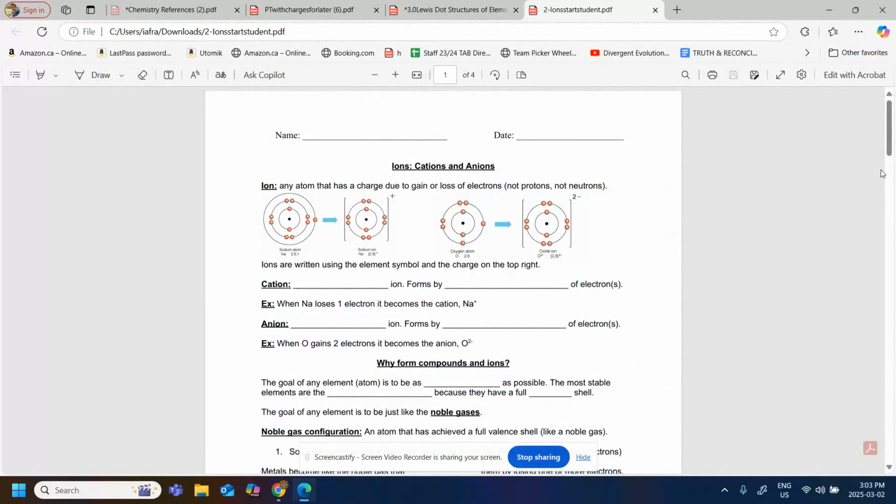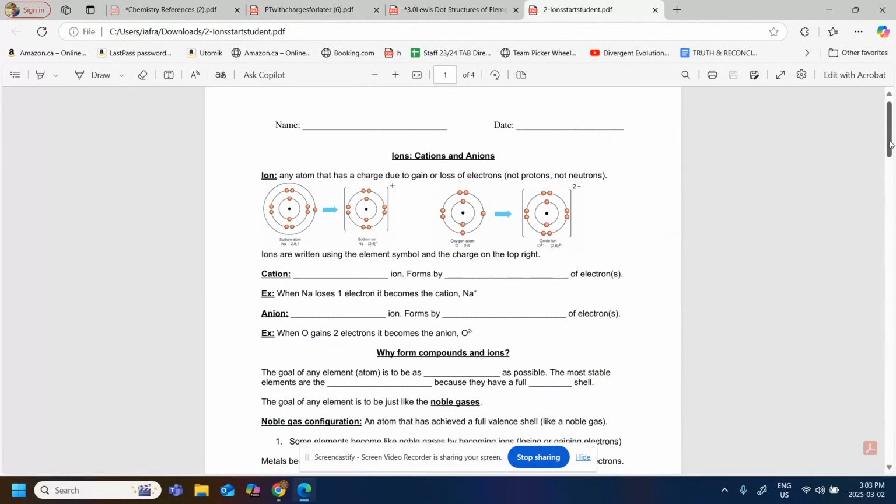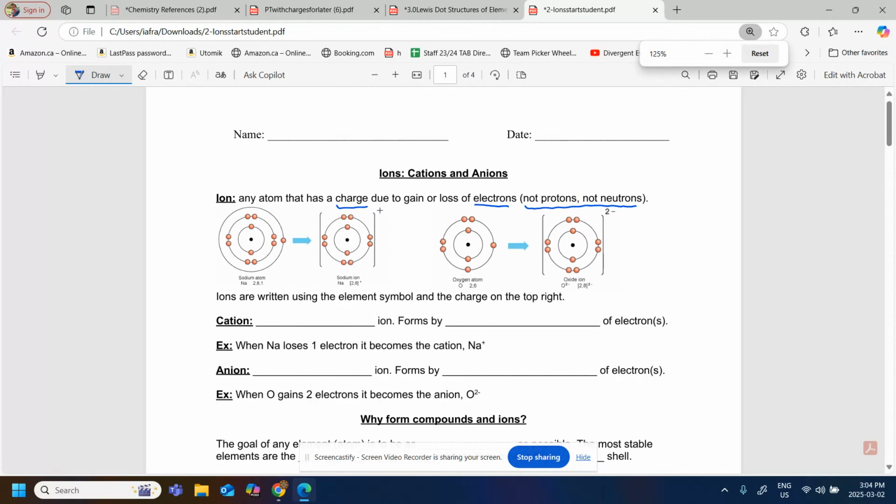In this video, we're going to learn about the concept of ions. Ions are atoms that have a charge. And what's important is that the way they get that charge is by either losing or gaining electrons, not protons or neutrons. So if you look at this example over here, we have a sodium atom. And here we have the sodium ion.